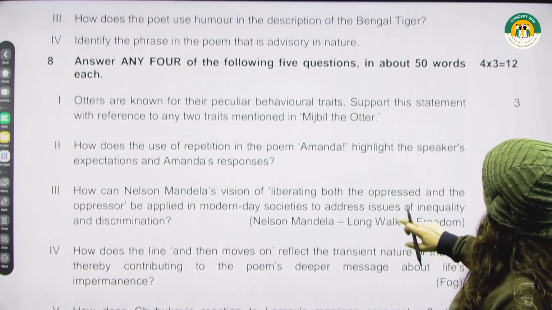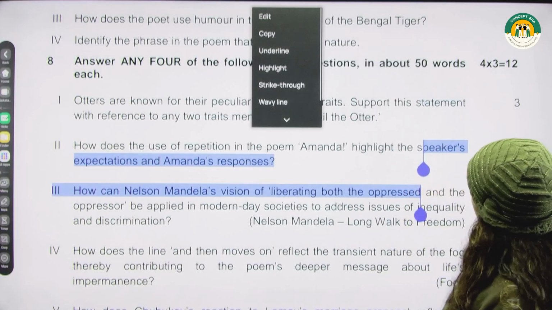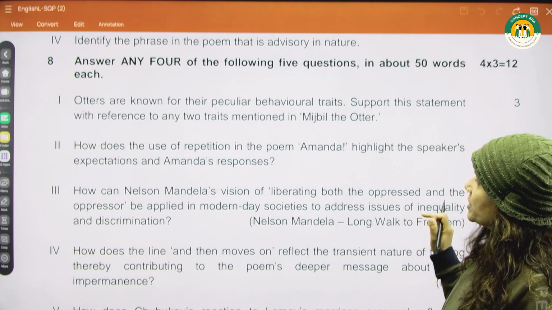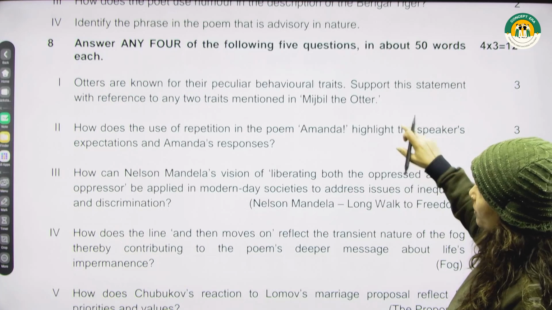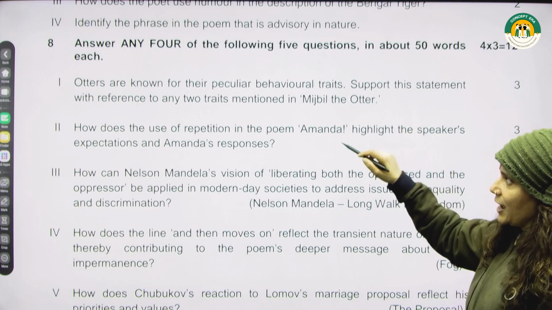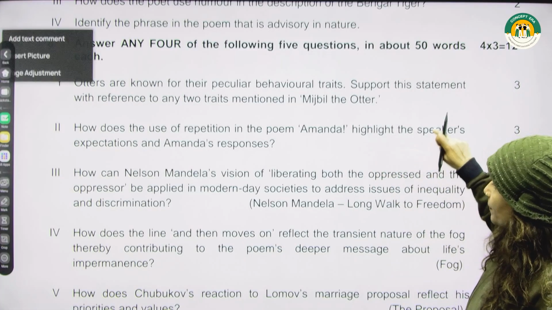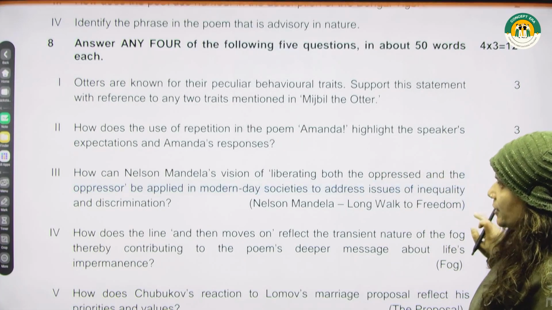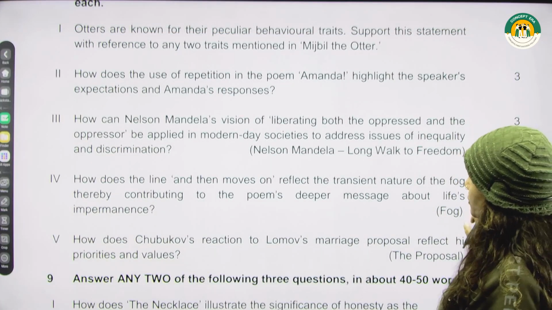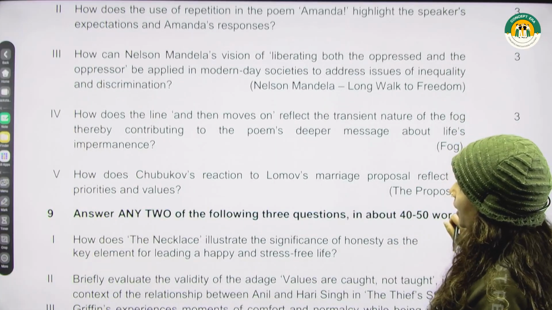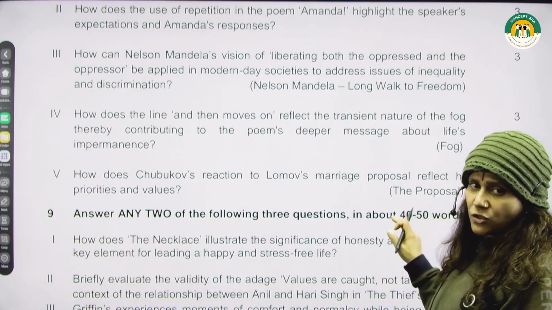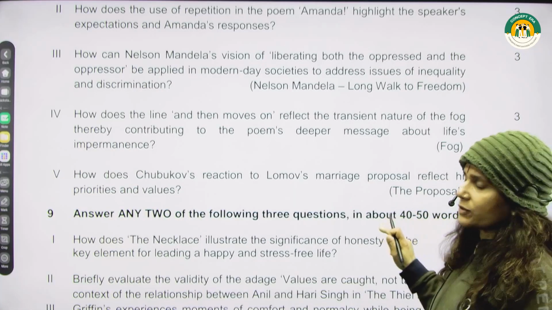The first question is basically from your literature reader, from the chapter Mijbil the Otter. The second question has been taken from the prose. The second question which you see has been taken from the poem Amanda. The third question is from prose, which is Nelson Mandela, A Long Walk to Freedom. And question number 4 is from poetry, while the last question has been taken from drama, The Proposal.